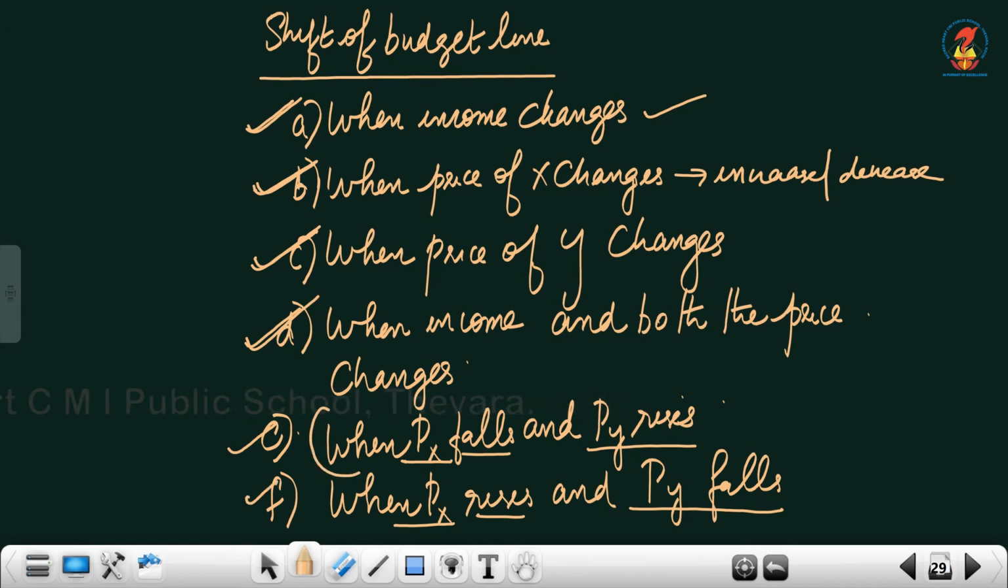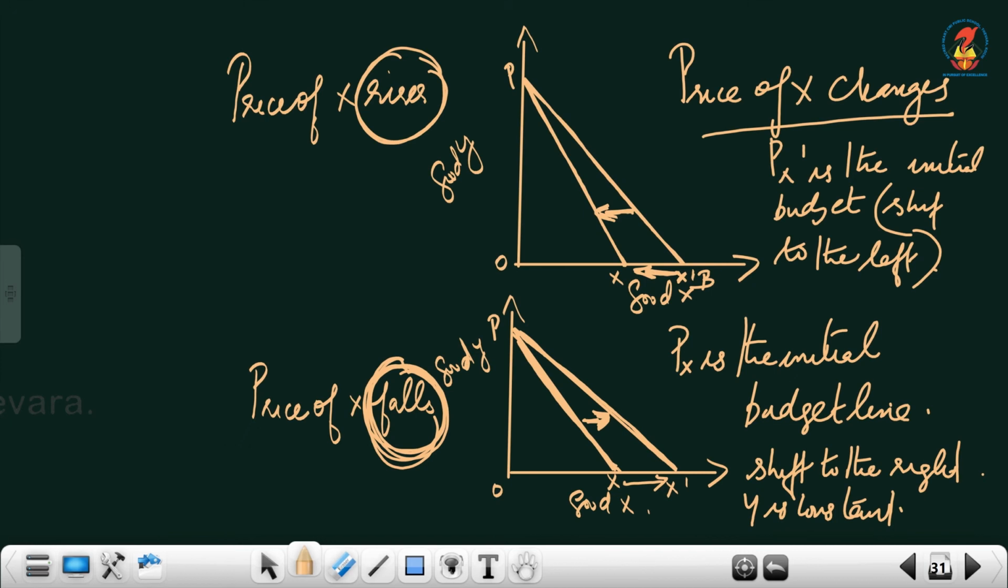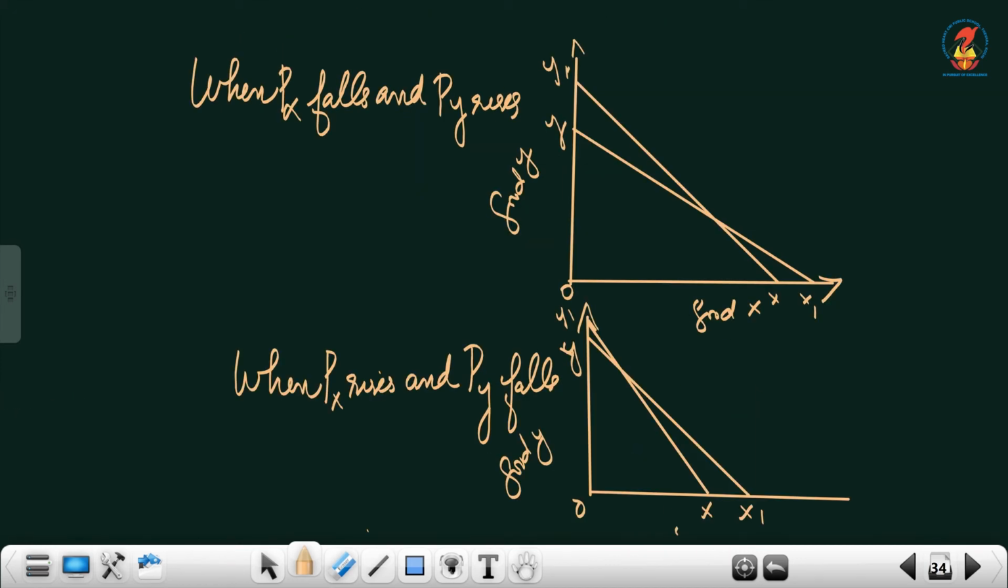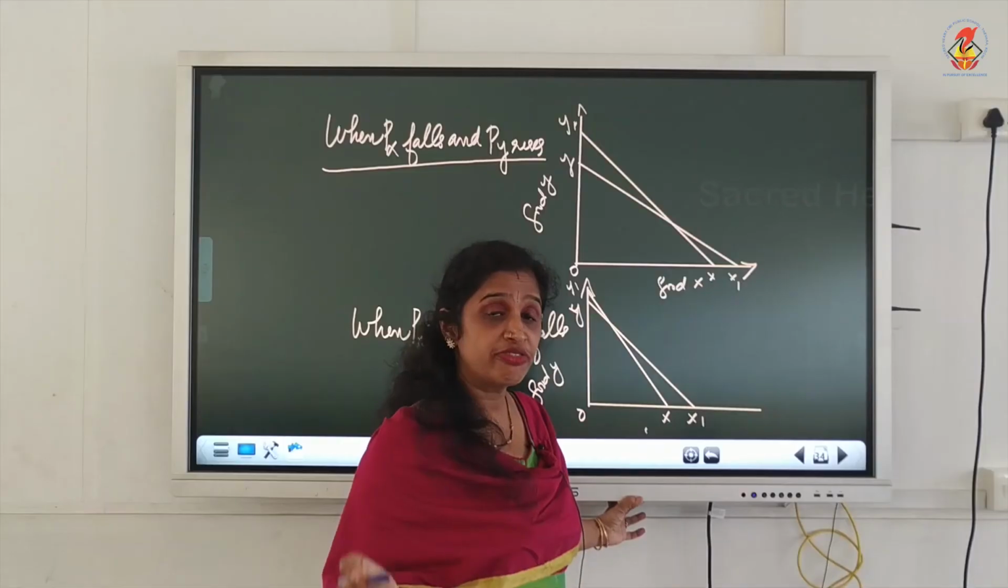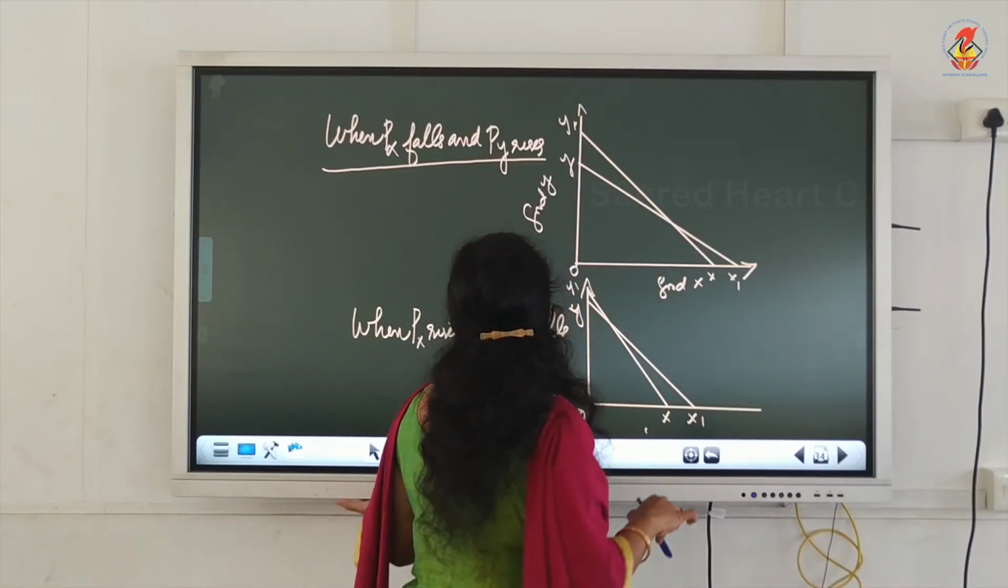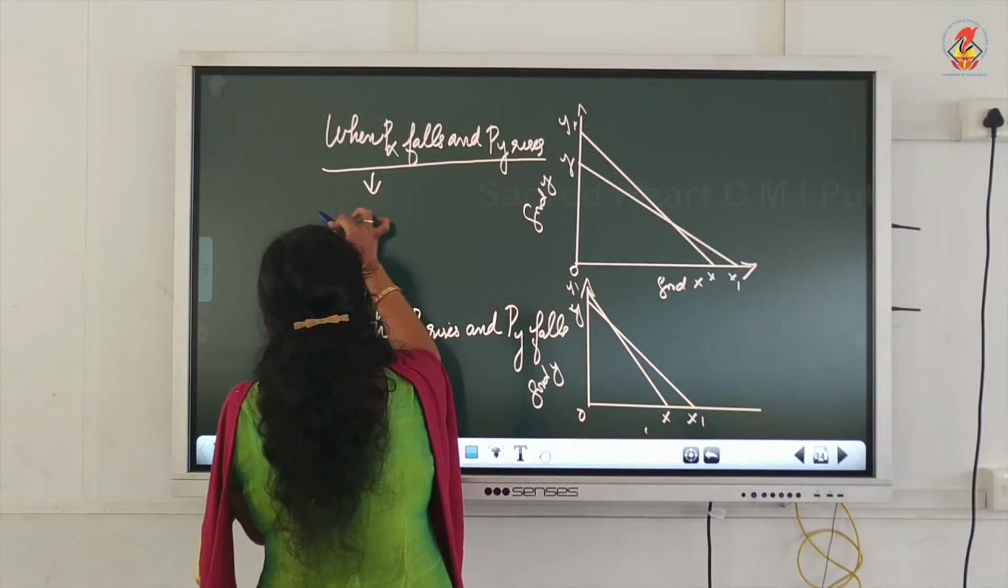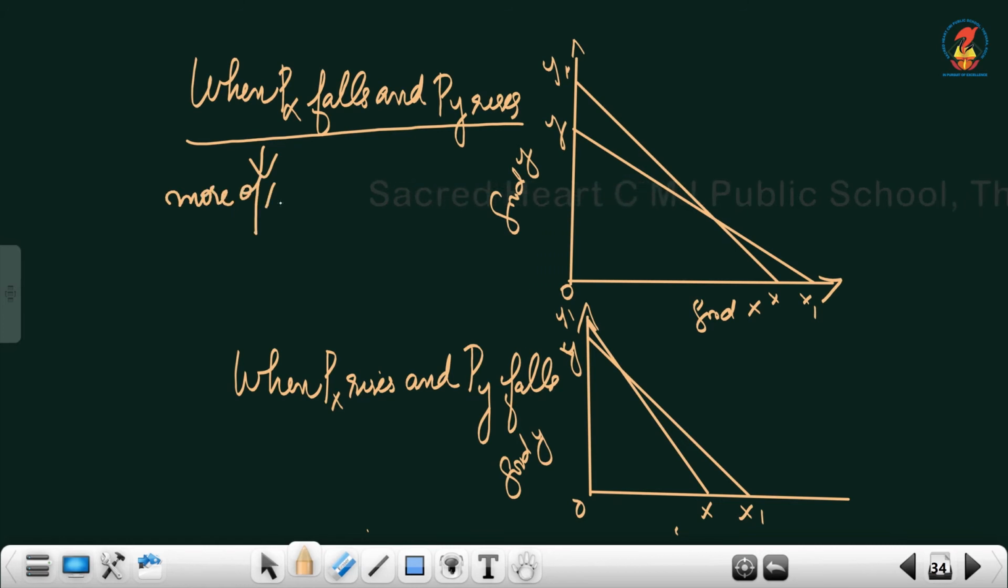Next two conditions are when price of X falls and price of Y rises, and when price of X rises and Y falls. When one is increasing, the other one is decreasing. That is what we have to learn next. When price of X falls and Y rises. Price of X is falling. Price of X falling means what? More of X is purchased.